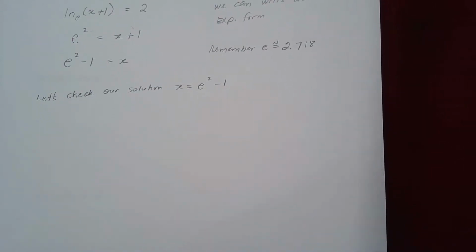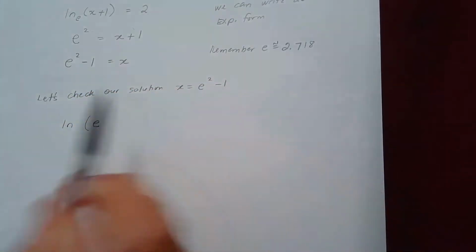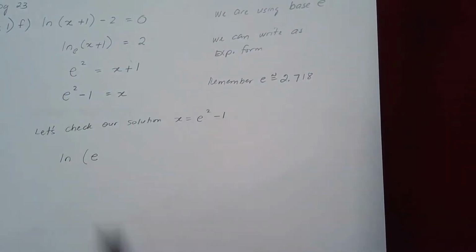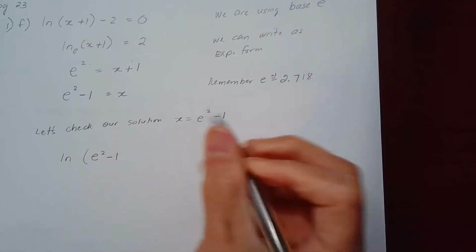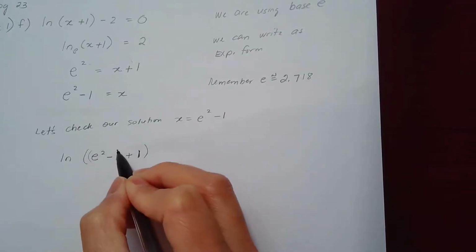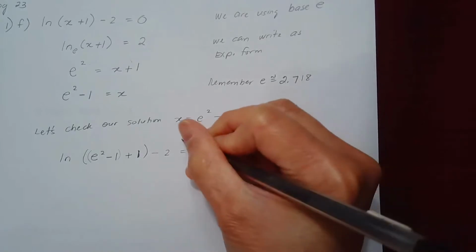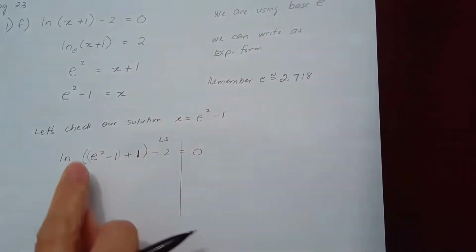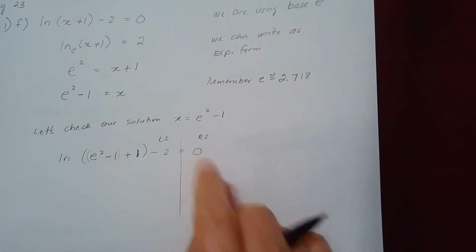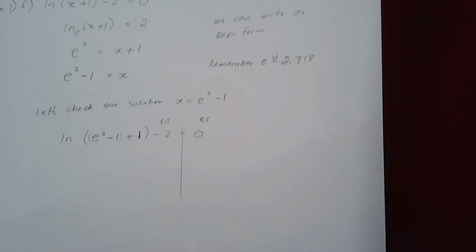So let's check our solution. Natural log of, okay, x here. We said x is e squared minus 1, so e squared minus 1 plus 1. So remember, this is the x, and then plus 1 minus 2 equals 0. The left side of our equation is all of these, and the right side is just 0. So if we could prove that this is 0, then our solution is correct.